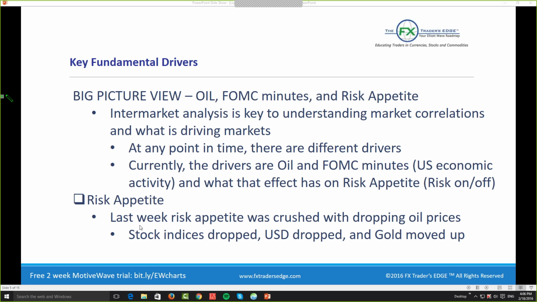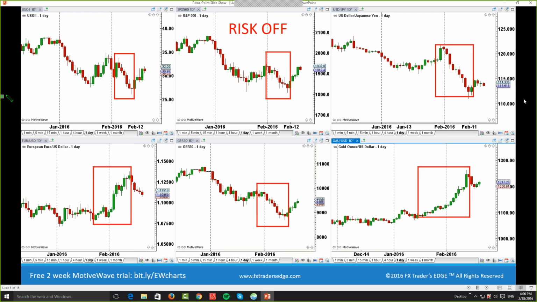So, for example, last week, risk appetite was absolutely crushed with dropping oil prices. And in combination with dropping oil prices, because they're all related, stock indices dropped, the dollar dropped, and gold moved higher. So let's take a look at that right now. These are charts showing risk off. So have a look. This is oil.